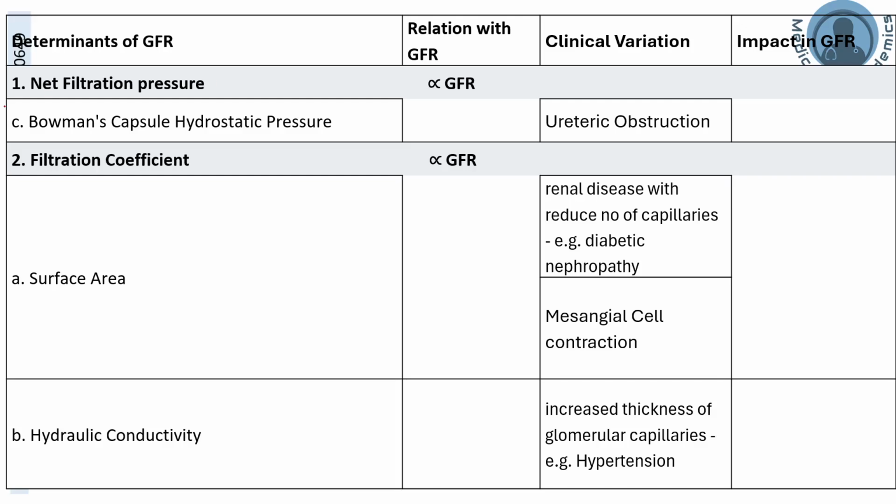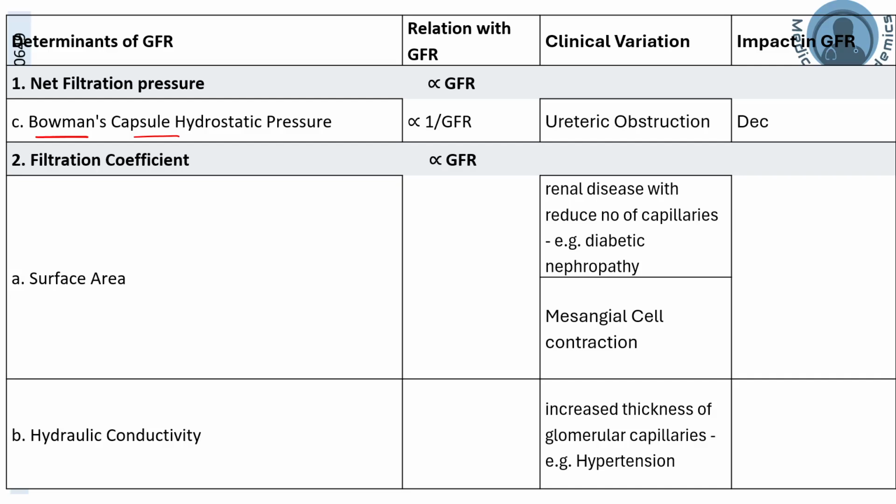Then comes the impact on Bowman's capsule hydrostatic pressure, the third Starling force. If this increases in the Bowman's capsule, this is going to push the fluid into the capillaries, thus reducing the GFR. For example, in case of ureteric obstruction, urine will accumulate, it will exert back pressure, reduce the filtration, and GFR will ultimately be reduced. So we have seen the impact of different variants which can alter the net filtration pressure by changing either the capillary hydrostatic pressure, Bowman's capsule hydrostatic pressure, or plasma colloid osmotic pressure.